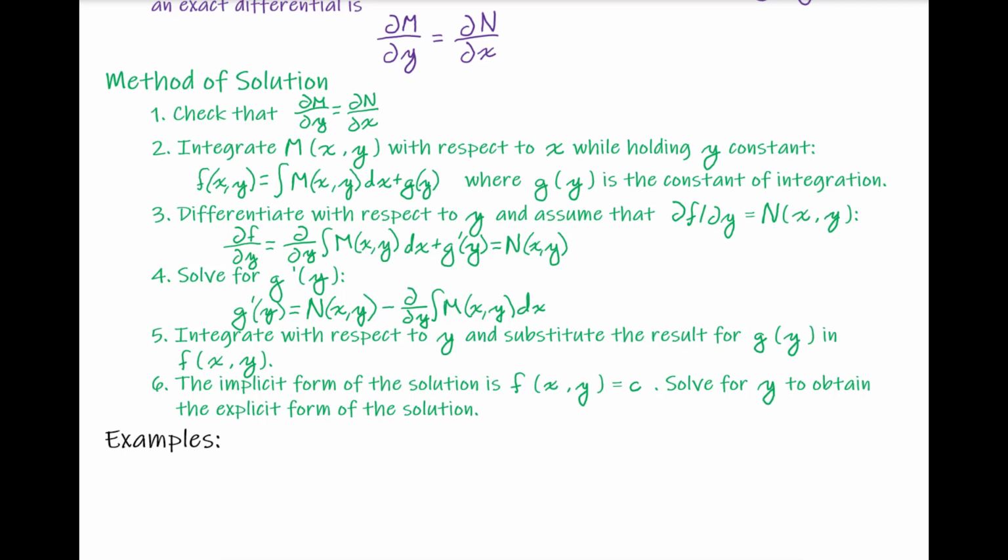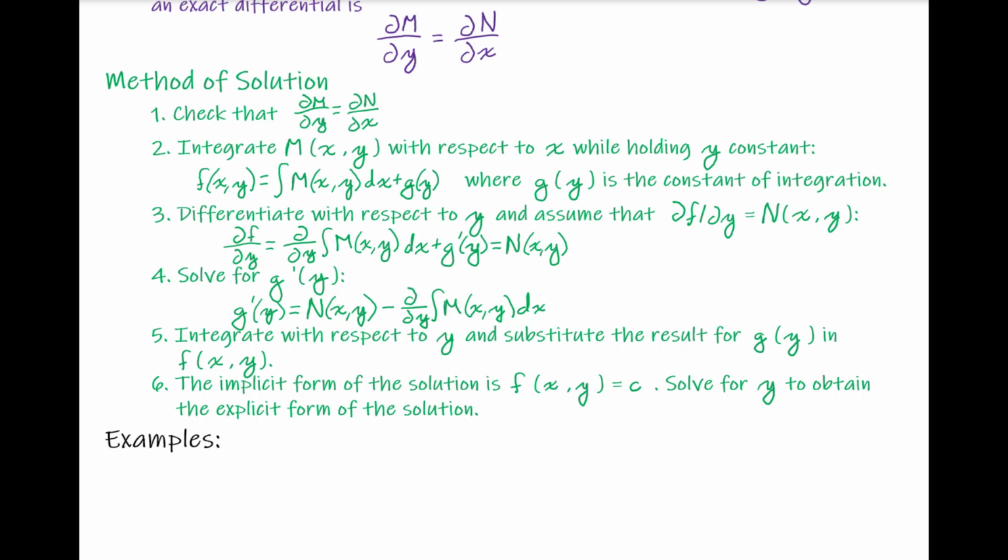Once we've done this, we're going to solve for g prime of y. So we're going to solve for that first derivative of g that's nested in there. So we'll get g prime of y equals N of x, y minus the partial derivative with respect to y of the integral of M of x, y dx. Now, to finish solving for g of y, we need to integrate. So we'll integrate with respect to y and substitute the result in for g of y in our f of x, y equation that we obtained in step number 2.